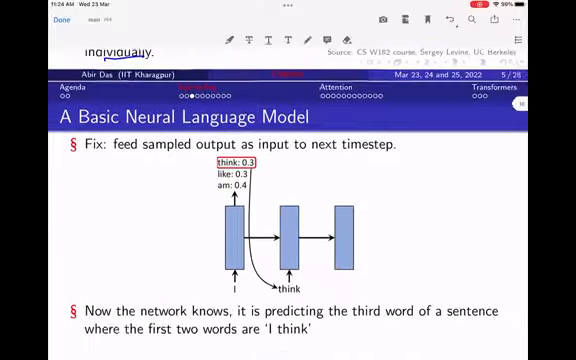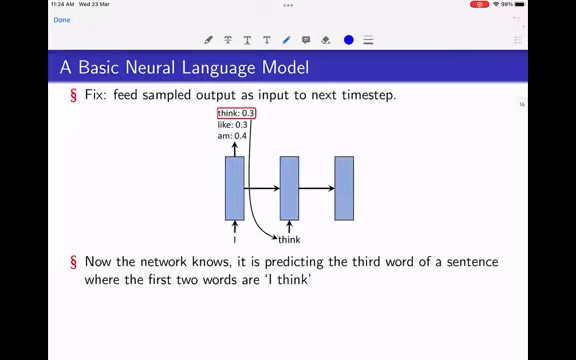Okay, so let us go ahead. This is exactly the thing that I was telling in response to Kaushik's question. So the fix is to feed the sampled output. The important thing is the sampled output as input to the next step.